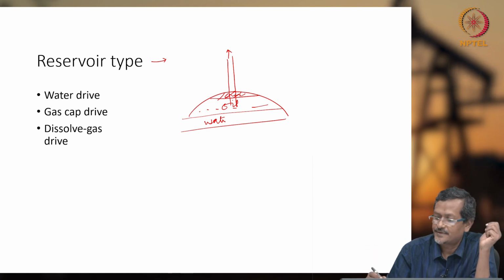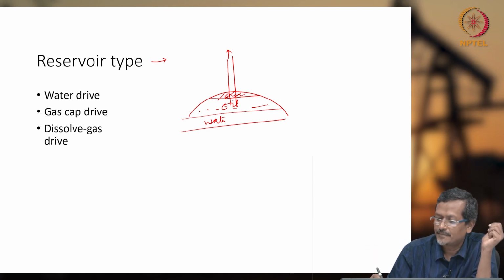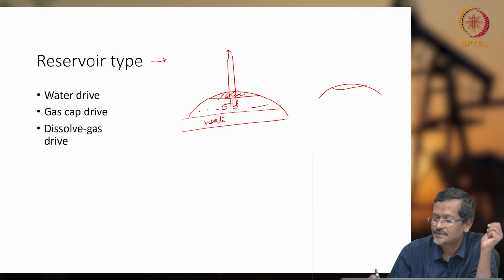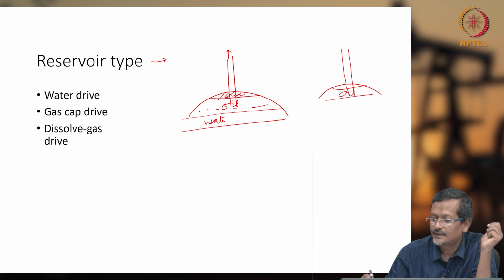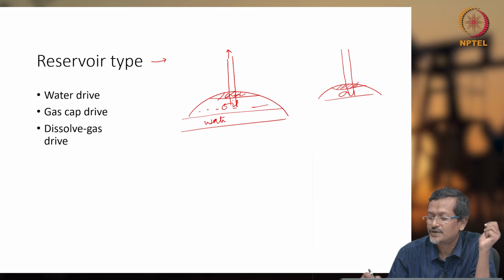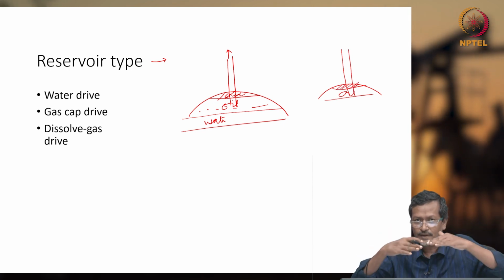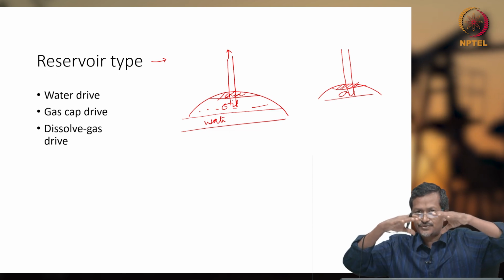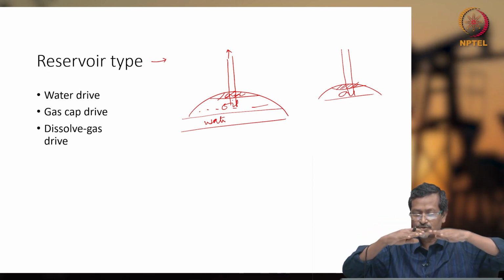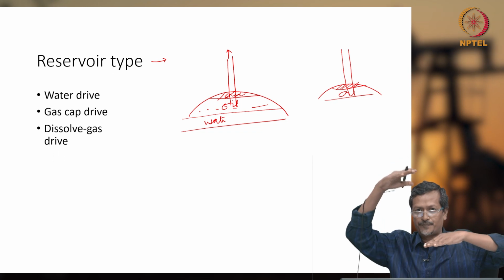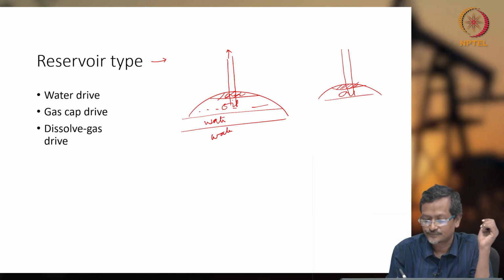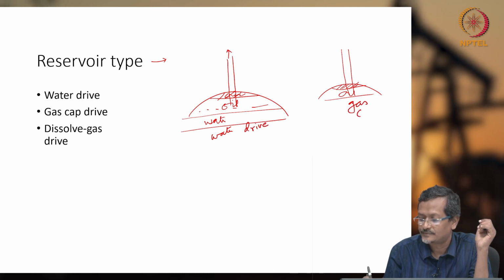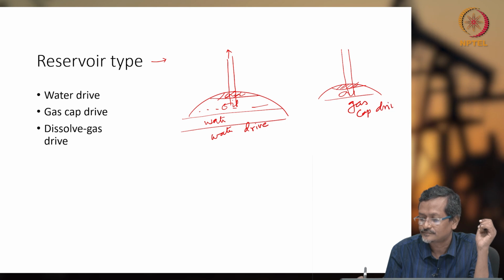And next is gas cap drive. Gas cap drive means the same thing. If you have gas and oil is here, you drill here. So gas will be pushing oil down, and because of the gas, high pressure is there, so the gas is pushing. Because of that pushing, oil is going up. So this is called gas cap drive. This is water drive. This is gas cap drive.